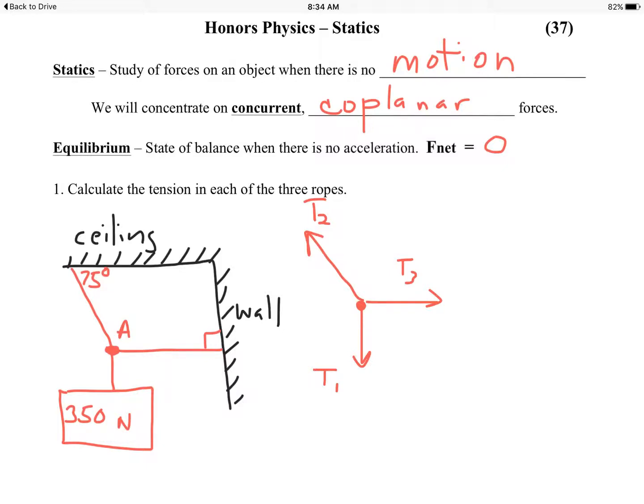Now, T1 we already know is going to be 350 newtons. But what you want to do here is always get your diagram into component form. In other words, T3 is also already good to go. T3 is to the right. We don't know how much that is. But we do know that T1 equals 350 newtons straight down. But T2 has two components.